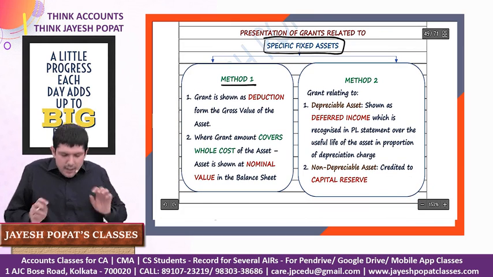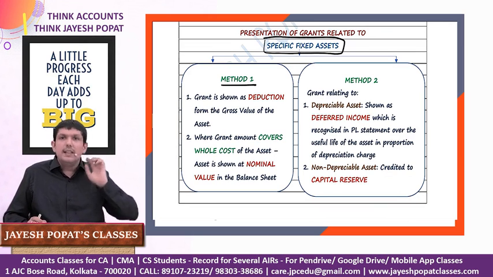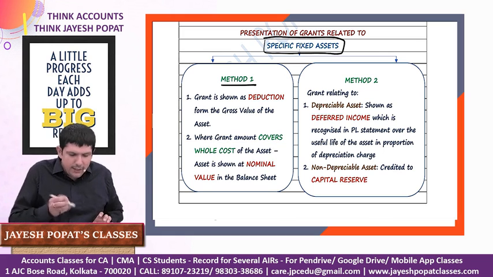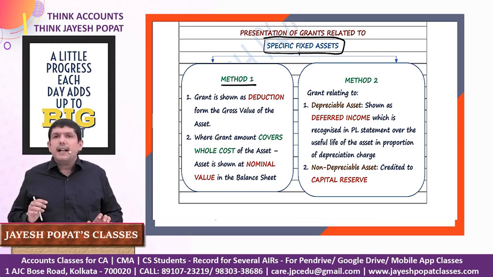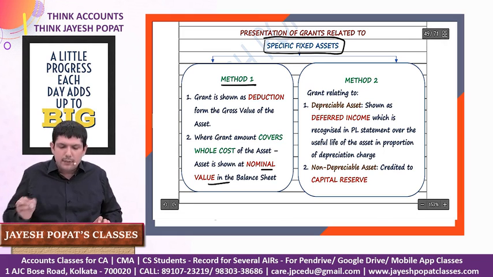In method 1, the amount of grant received is reduced from the cost of the asset, right? And if the amount of grant covers the entire value of the asset, it will be shown at nominal value. We'll do it with the help of an example.